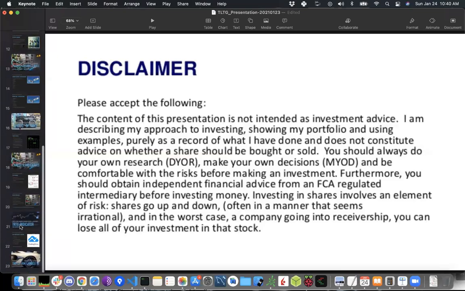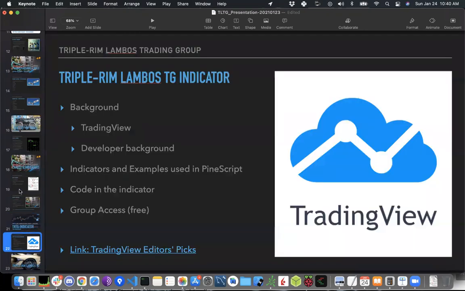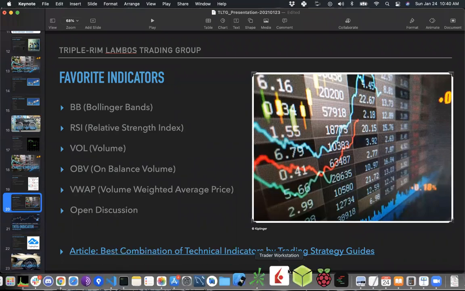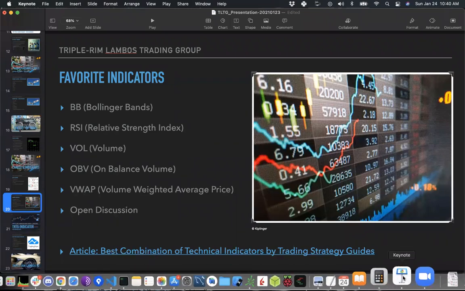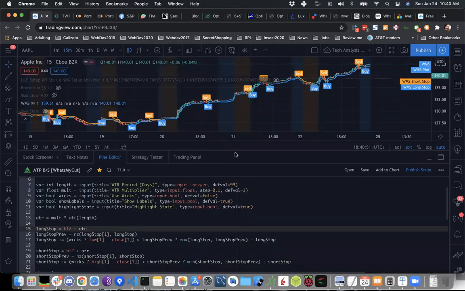Again, we are discussing the Triple Rim Lambos indicator on TradingView, and we're discussing some of our favorite indicators that we're using in TradingView to create alerts that will let us know when certain events happen on the market that we want to be aware of and can use to trade on. So going back to TradingView, I've written a script.